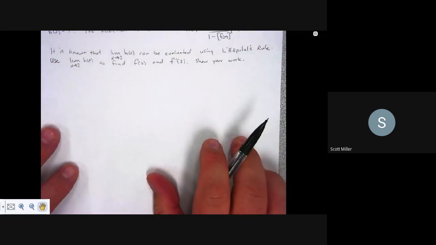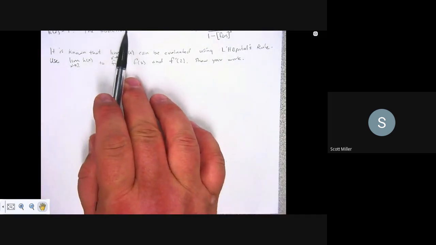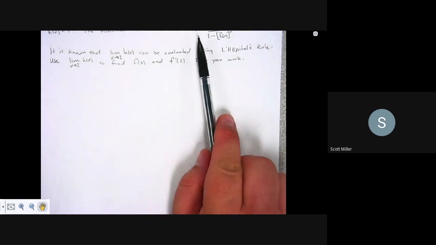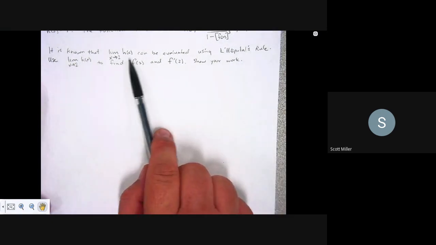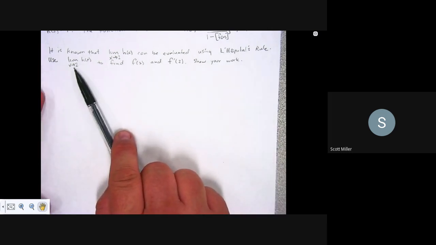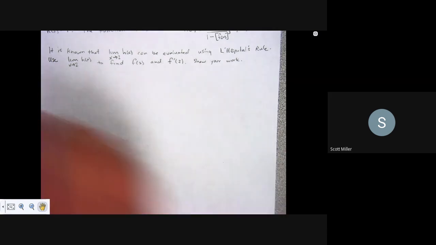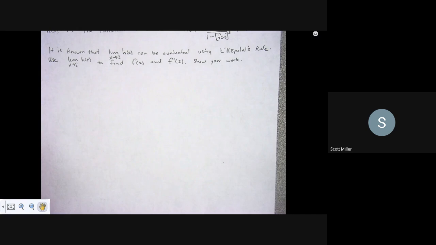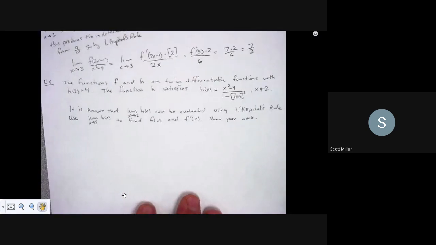And then our last question down here: the functions f and h are twice differentiable functions, with h of 2 being 4. The function h satisfies this equation right here when x does not equal 2. It is known that the limit of h can be evaluated using L'Hopital's rule. Use the limit as x approaches 2 of h to find f of 2 and f prime of 2. Show your work. Okay, so I need to move that down so you can see the question.